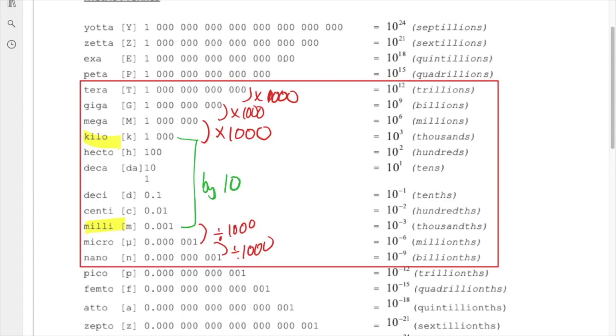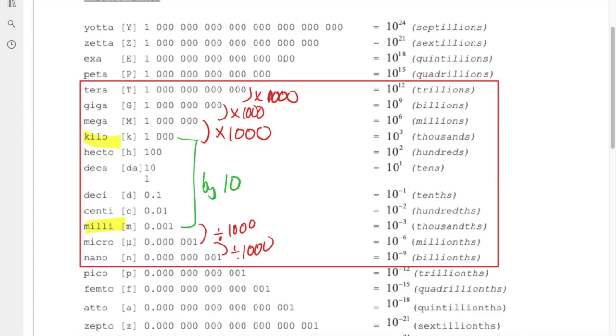So the expectation for grade 11 is that you understand what the jumps are, and that you have memorized from nano all the way up to tera. At first, that looks like a lot of stuff to memorize.